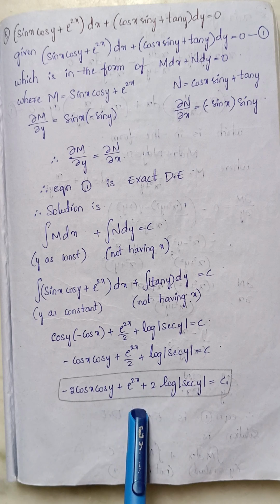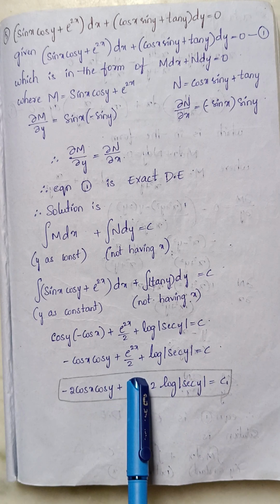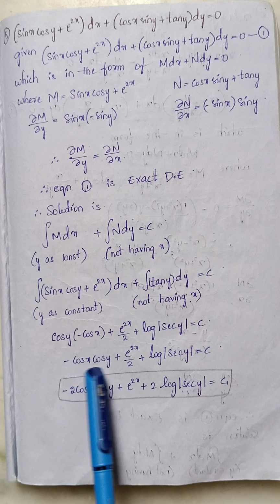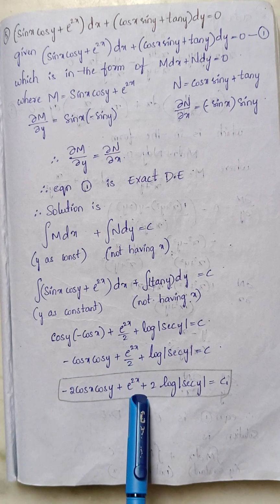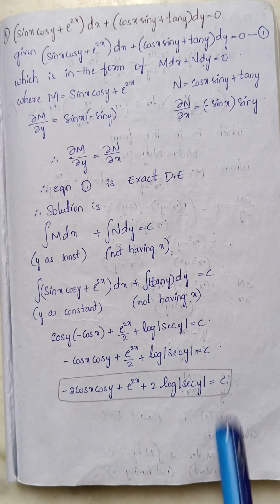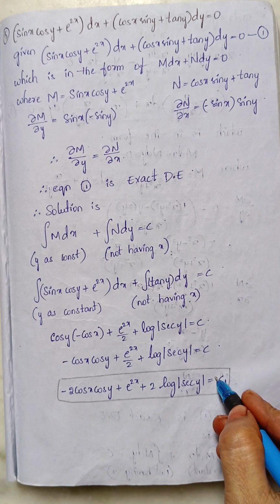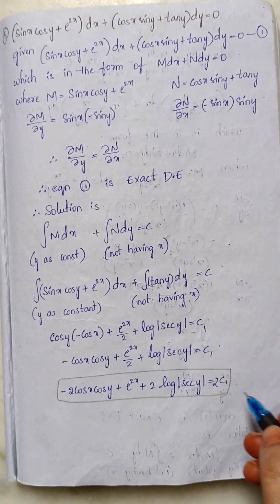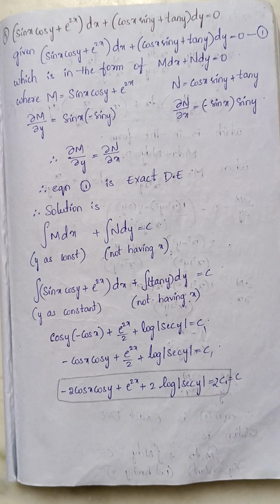Now which is the required solution, or you can take 2 as LCM, then it will be minus 2 cos x cos y plus e power 2x equal to 2c1 actually, 2c1 here suppose, then we can take 2c1 as some c, then which will be the required solution for the given exact differential equation.